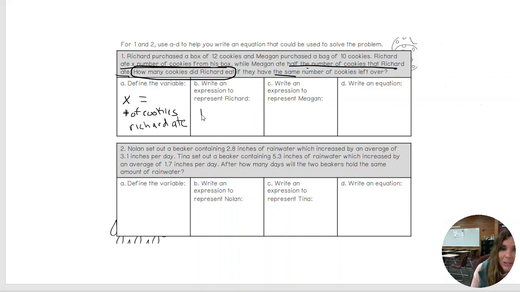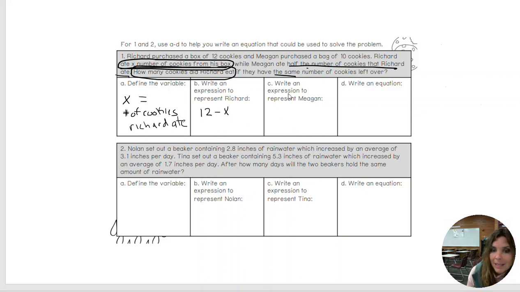We know Richard started out with 12, and then he ate X number of cookies from his box. So if he's eating cookies, that's going to be a subtraction. He started off with 12, and he ate a certain number that we don't know.